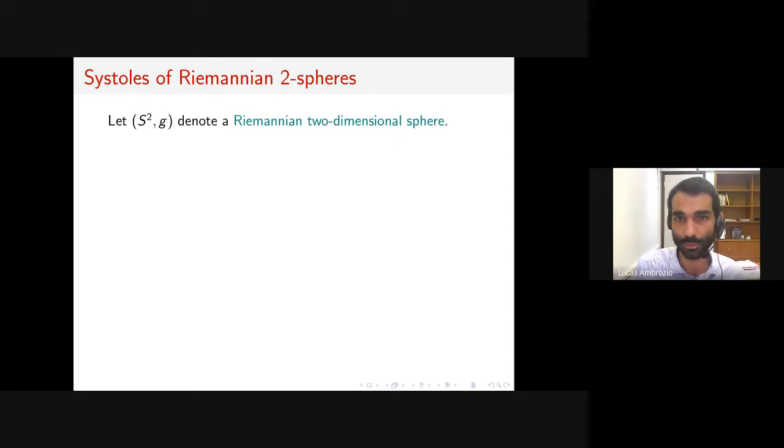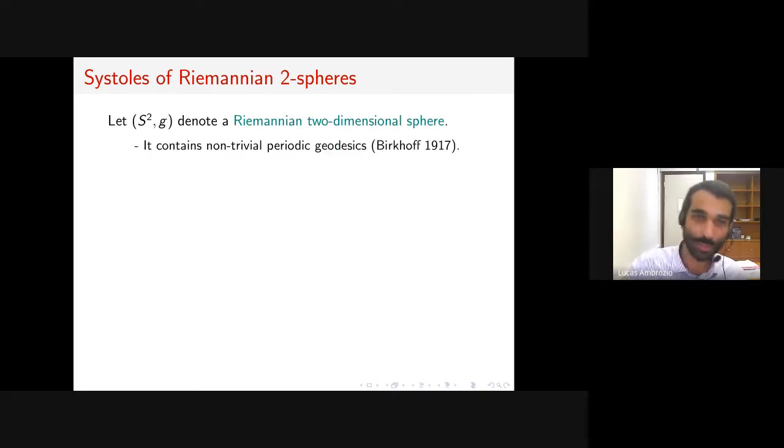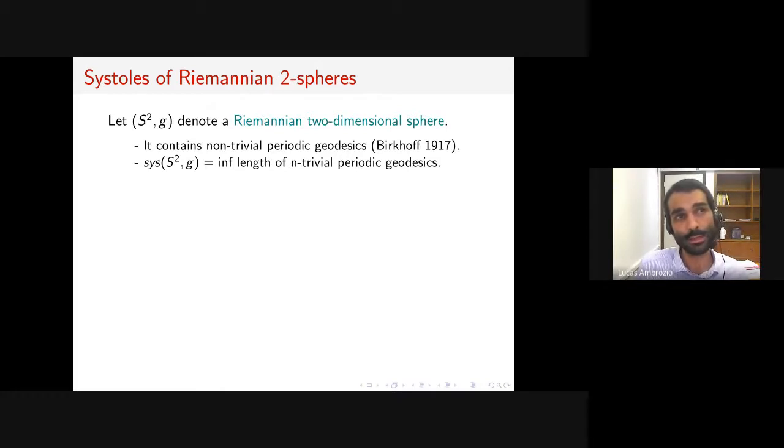On any Riemannian two sphere, you can find at least one non-trivial periodic geodesic. This is a theorem that goes back to Poincaré and Birkhoff. And since you know there are non-trivial periodic geodesics, it makes sense to define this number for every Riemannian metric on S2, the infimum of the length of non-trivial periodic geodesics. So this number turns out to be a positive number, and you can take it as a geometric invariant.